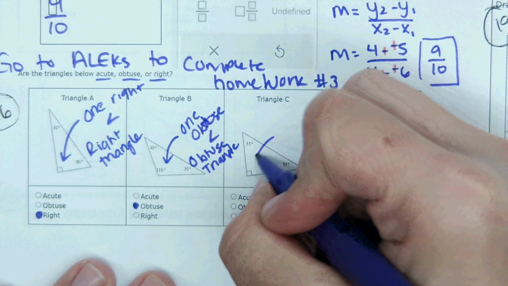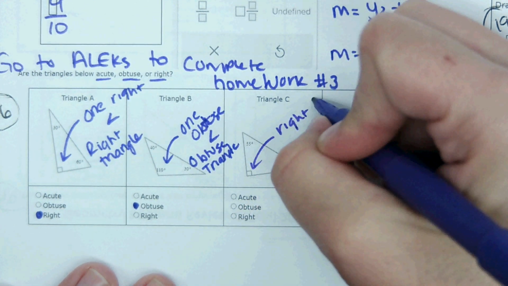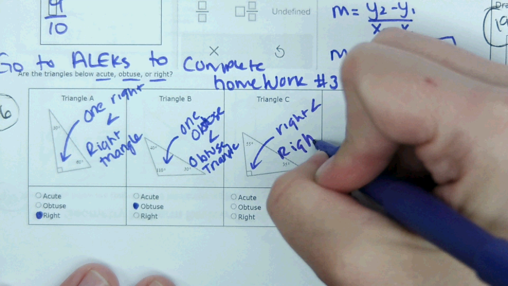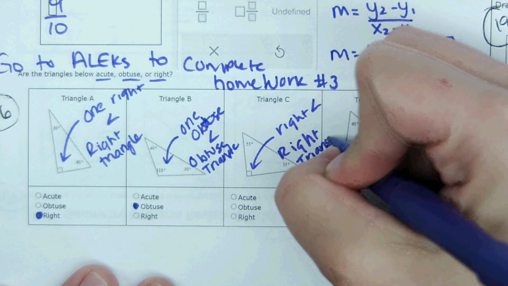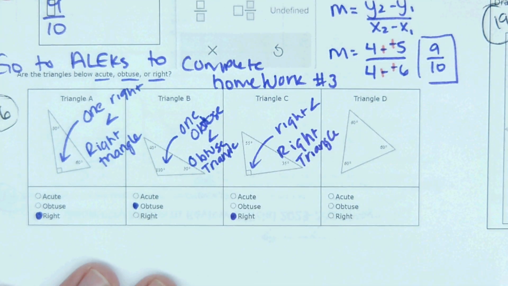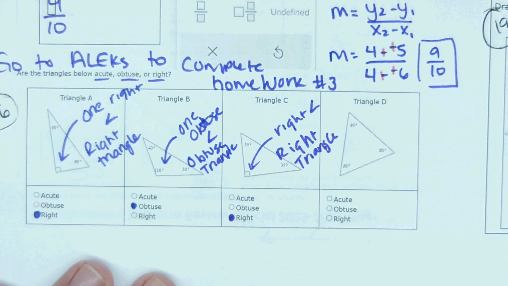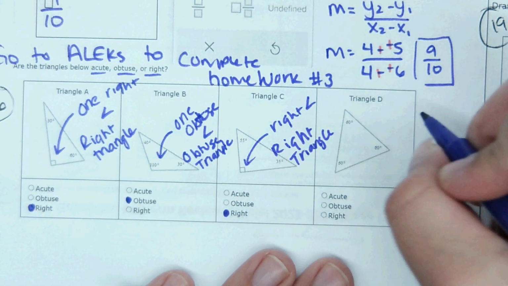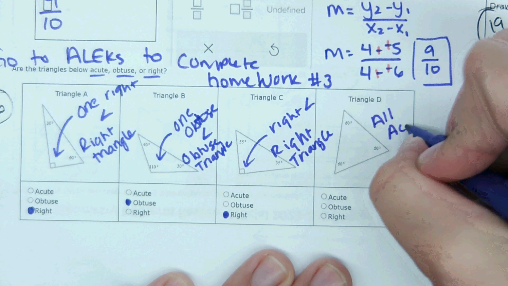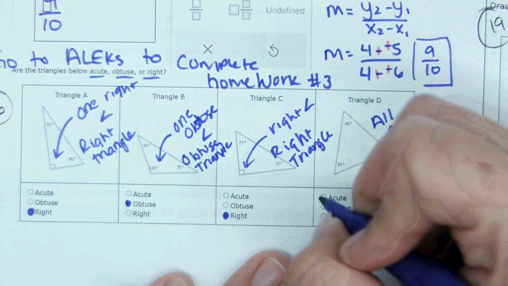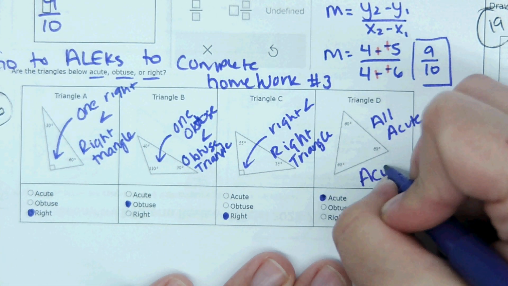Okay, triangle C, we got a right angle. So therefore, it's a right triangle. And then triangle D, it has all acute angles, so therefore it's an acute triangle.